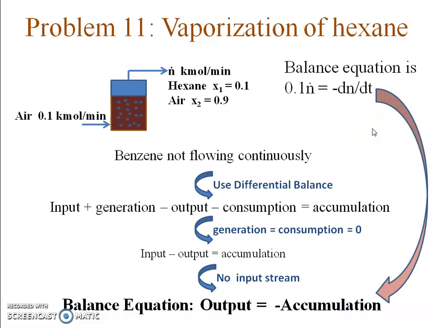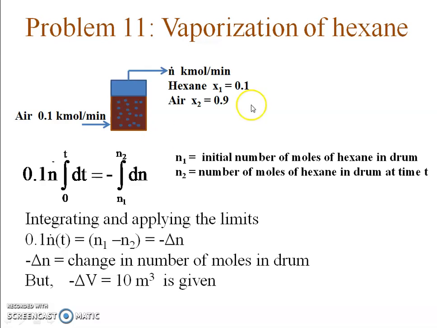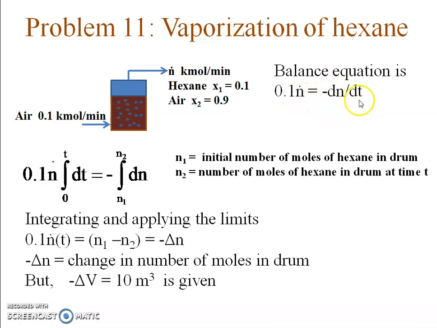Okay, now let's solve it. So I am separating the variables: 0.1 n dot dt is equal to minus dN, and integrating it from time 0, when we started passing air through the column. At that time, the number of moles within this column was N1. At a certain time t, the number of moles was reduced to N2. Applying the limits, what I get is N2 minus N1, or basically N1 is larger than N2, and this minus sign will be accommodated. So N1 minus N2 represents the change in the number of moles, or minus delta N.